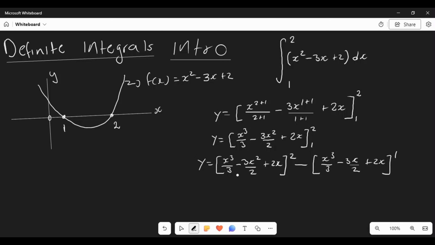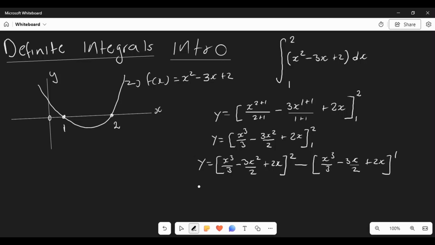All right, so the first bracket is for the upper limit and the second bracket is for the lower limit. Guys, the lower limit is always subtracted from the upper limit. So the second bracket is always for the lower limit, and it's always subtracting, right? So let's continue. The next step is we substitute wherever there is x with our limit.